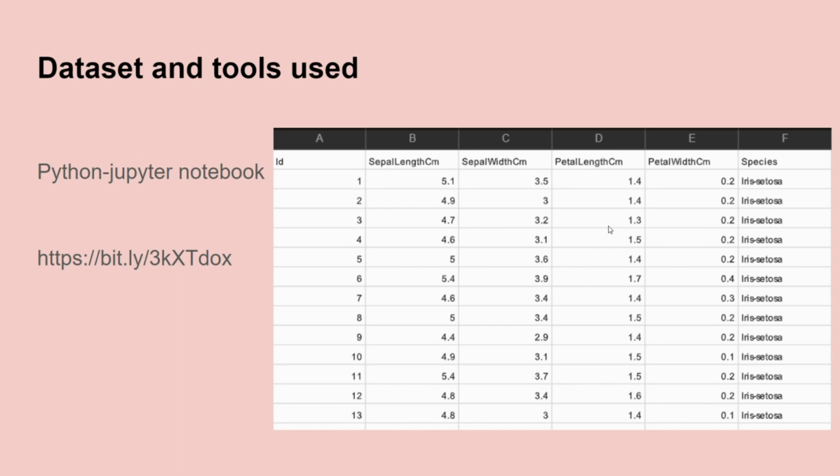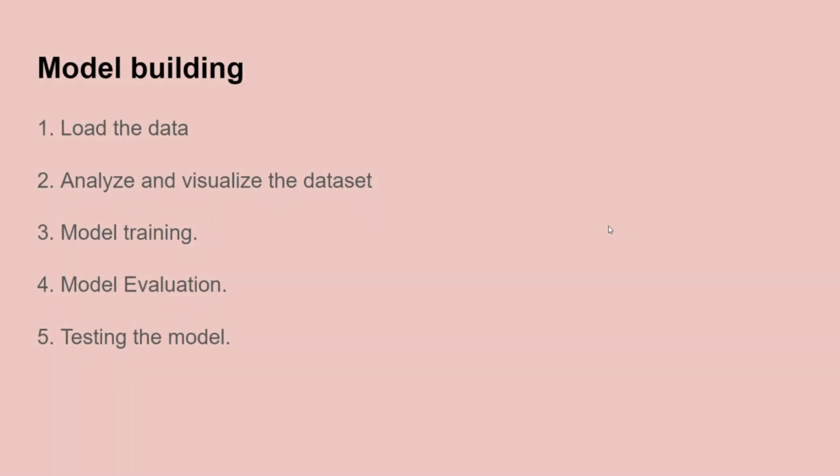So let us see how we do that in machine learning, like how we do the coding of this. For that, how we build the model is we load the data, we analyze and visualize the dataset, we do model training, we do model evaluation, we do the testing of the model, and finally we represent the results. So let us go to the code now.